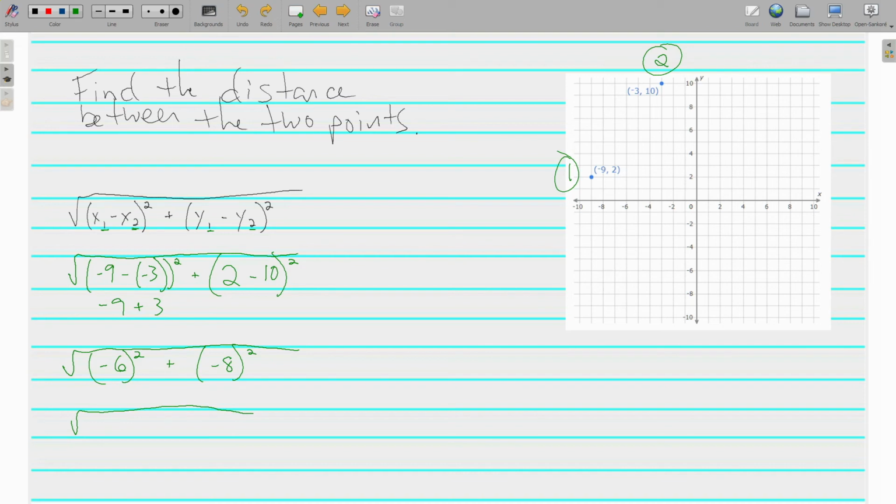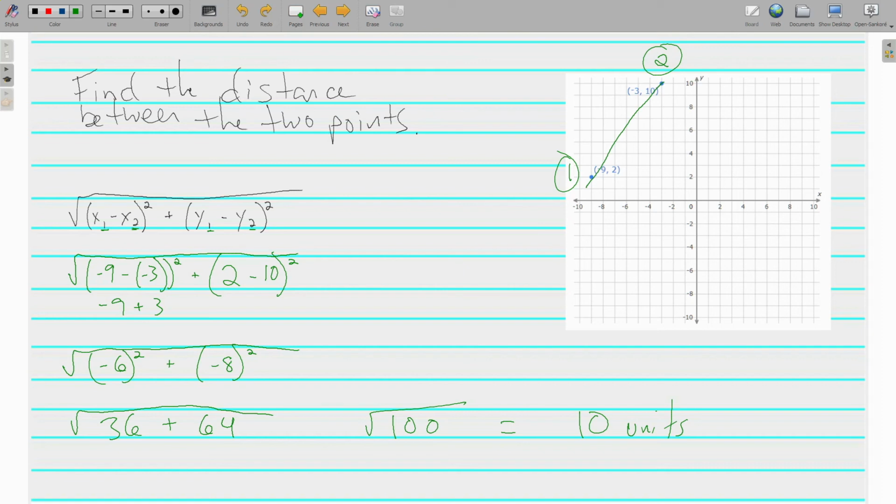-9 plus 3 is -6, and that's going to get squared, plus 2 minus 10 is -8 squared. Square root of, I'm sorry, -6 squared is 36, and -8 squared is 64. And I'm going to go here to the right because I'm running out of room. 36 and 64 is 100, and the square root of 100 is 10. Technically positive and negative 10, but there's no such thing as negative distance, so the distance between these 2 points is 10 units, I suppose, on the graph.